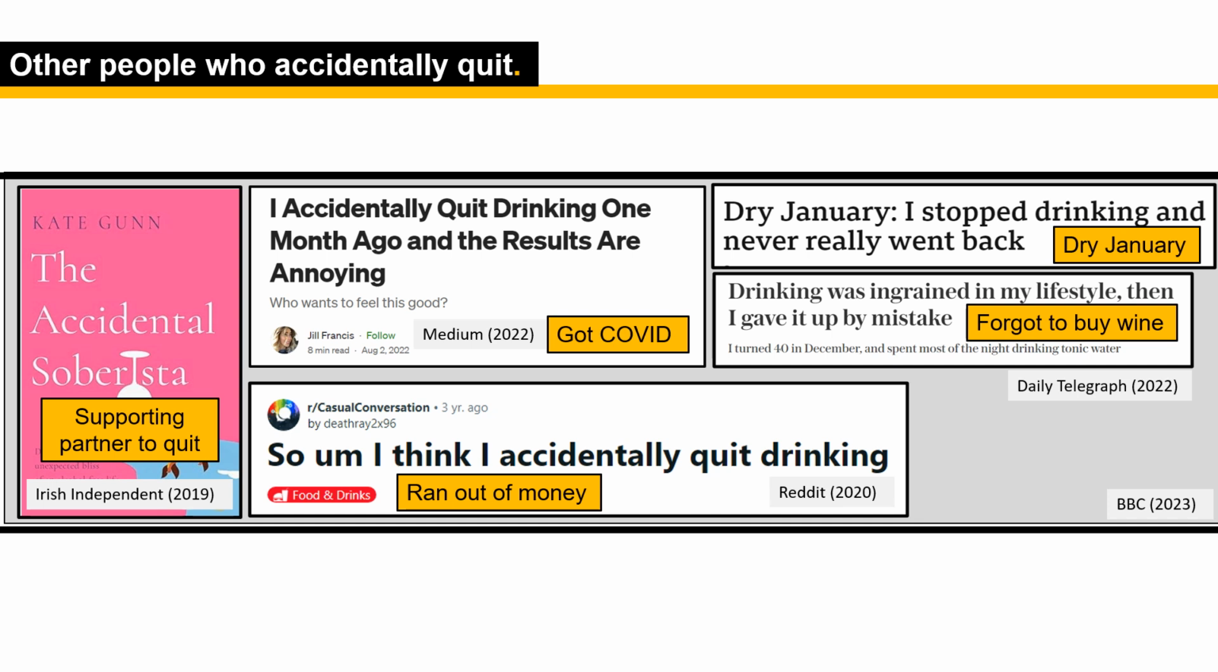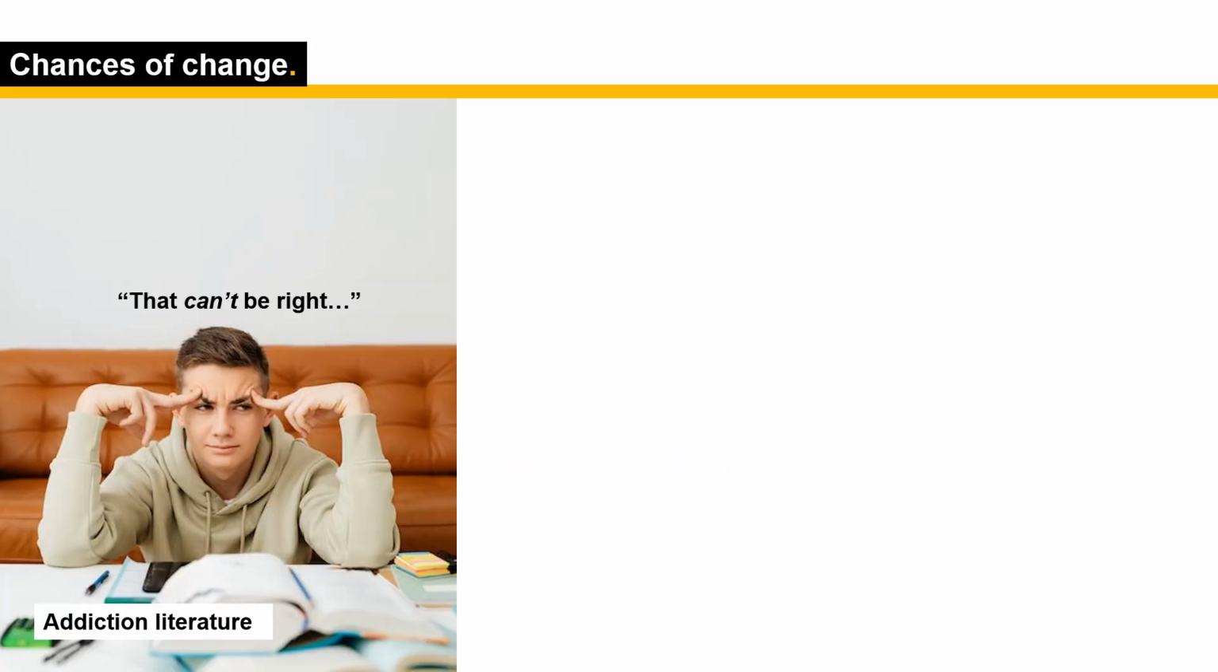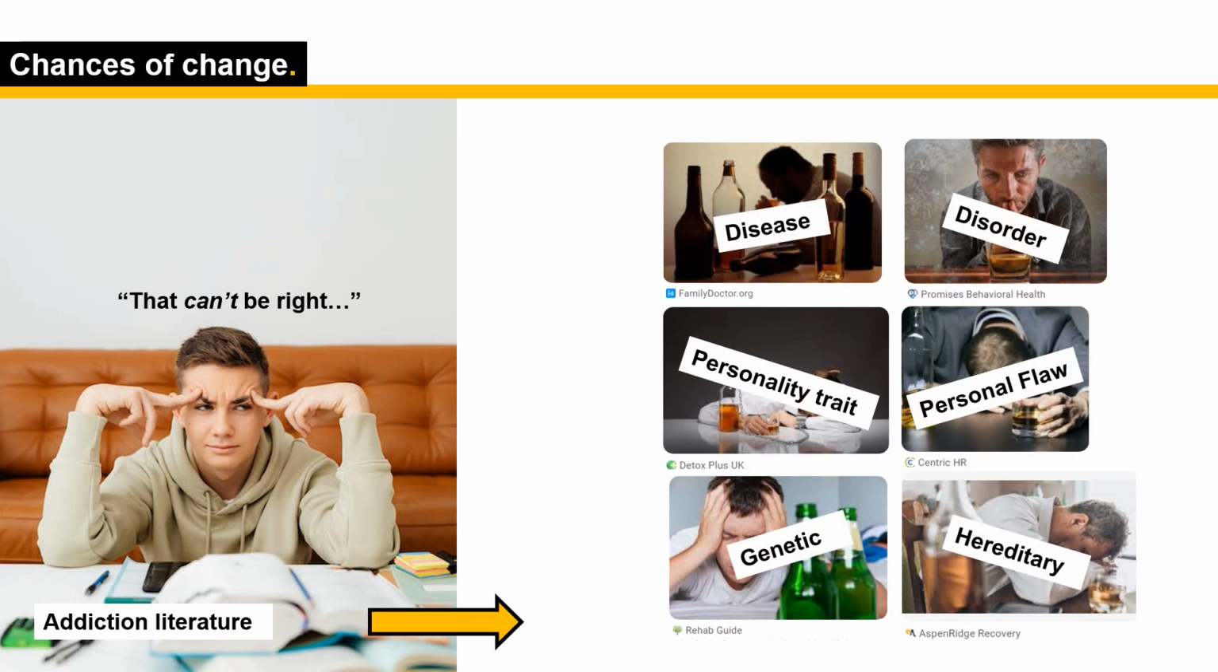so she just stopped. Now, for those of us who are aware of addiction literature and everything that's been written about alcohol issues, that's a bit curious, because we would think, why is that happening and how can that be happening? Because what we're told about addiction is that this is some form of disease, or it's a disorder, or it's something about your personality, or it's in your genes, or it's hereditary. It's certainly not something that can just be turned off so easily. But for some people it can.